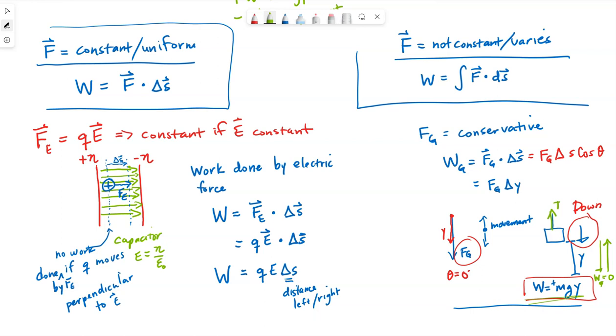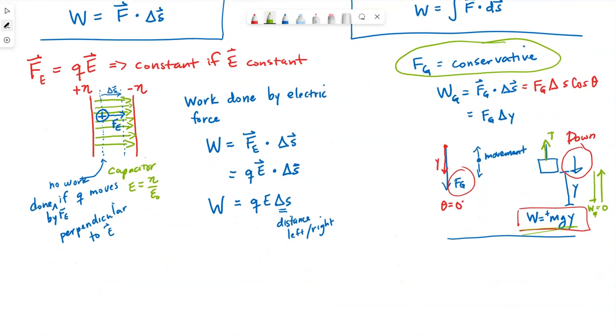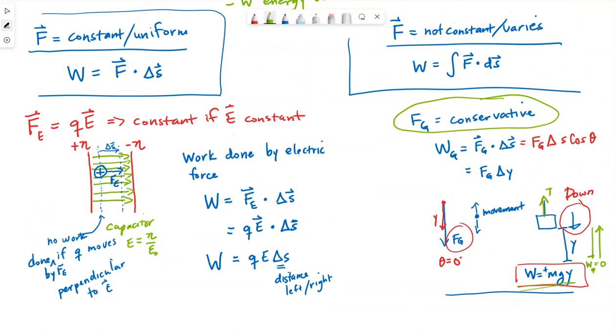Okay, that's what makes the force of gravity a conservative force. If we have a conservative force, we can say the work done by that force can be talked about in terms of what we call potential energy. Since the work-kinetic energy theorem tells us that the net work is equal to the change in kinetic energy, the net work can be written as the negative change in potential energy.